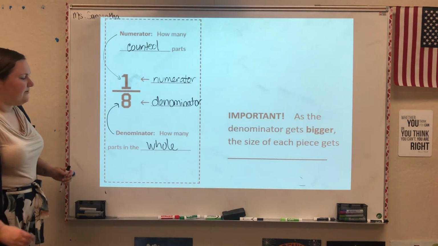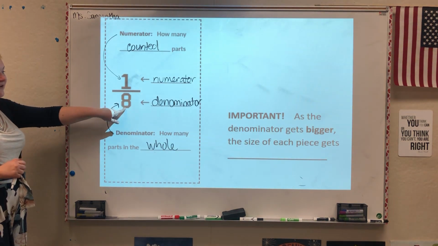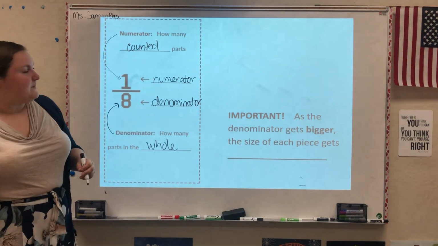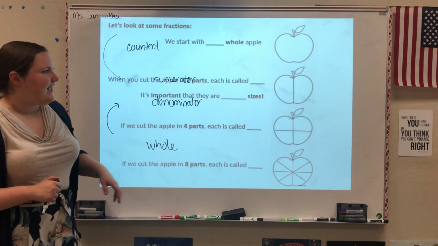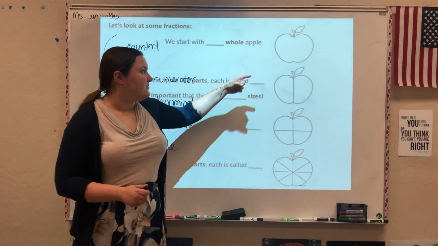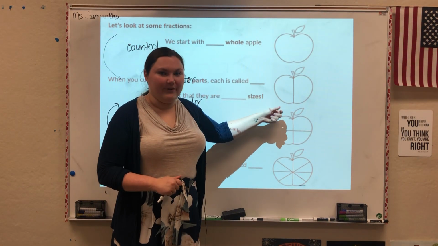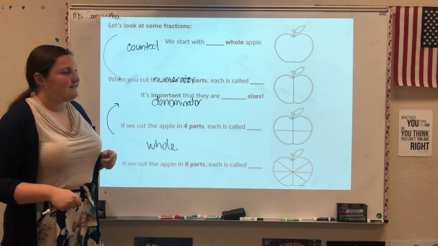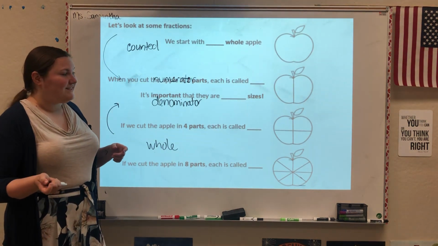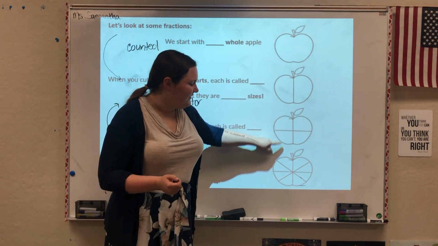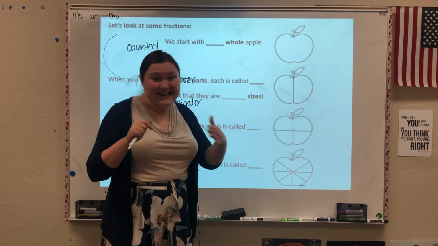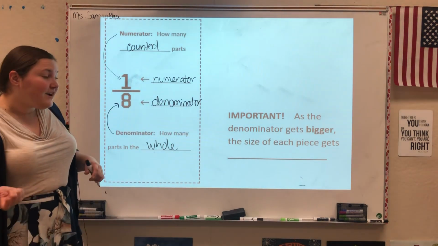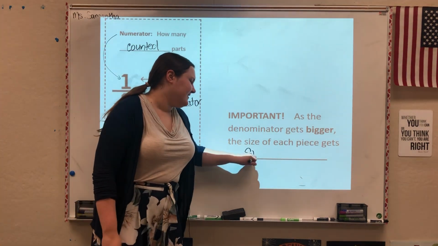The other thing to notice is that as the denominator number gets bigger, what is happening to the size of each piece? Let me go back to those pictures one more time. As that denominator got bigger, so as I went down, it was 1/2, 1/4, 1/8. That bottom number was getting bigger. What was happening to the pieces? Well, the pieces were getting smaller, right? Each time, those slices are smaller and smaller because you're cutting it up into more pieces. So we could say here, important, as the denominator gets bigger, the size of each piece gets smaller.